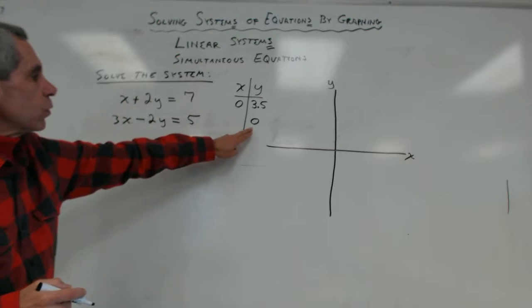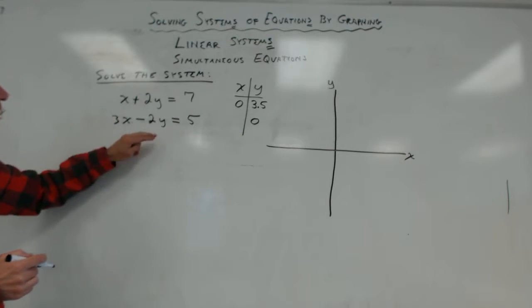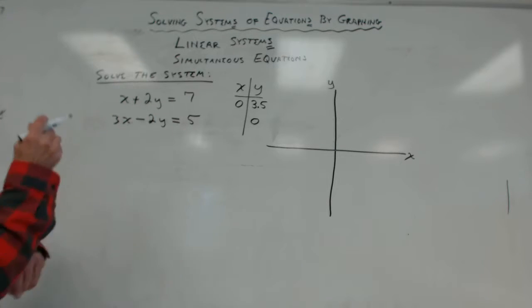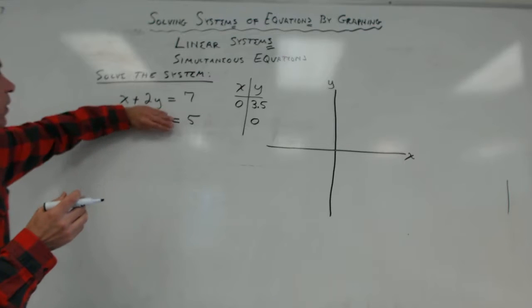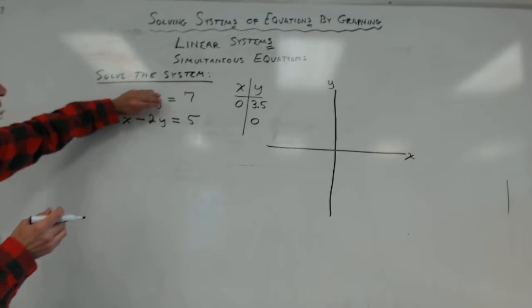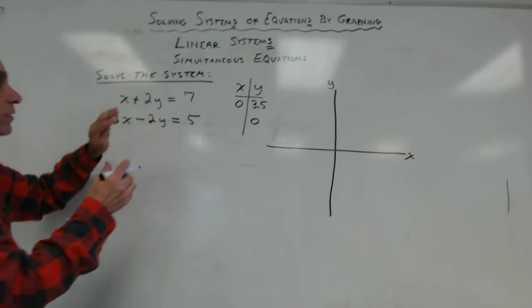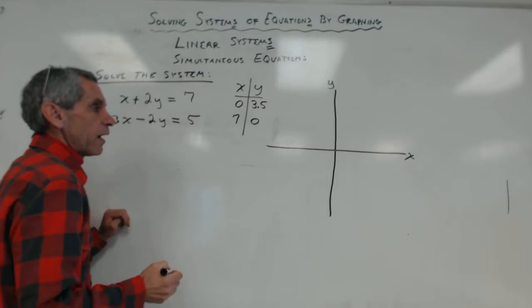Okay, now what about this? When y is 0, this minus 2y, I'm going to get rid of that. Oh, wait a minute. What are we doing? Oh, we're just graphing this one. Sorry, we're graphing this one. So we did that. Okay, so when y is 0, x is 7. So now I've got to graph that.